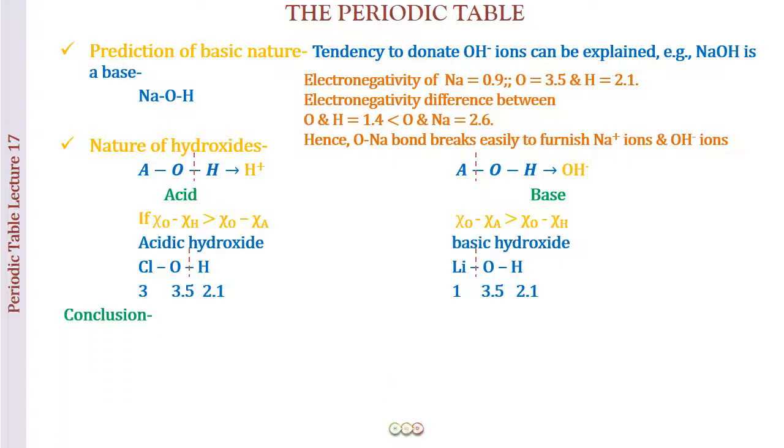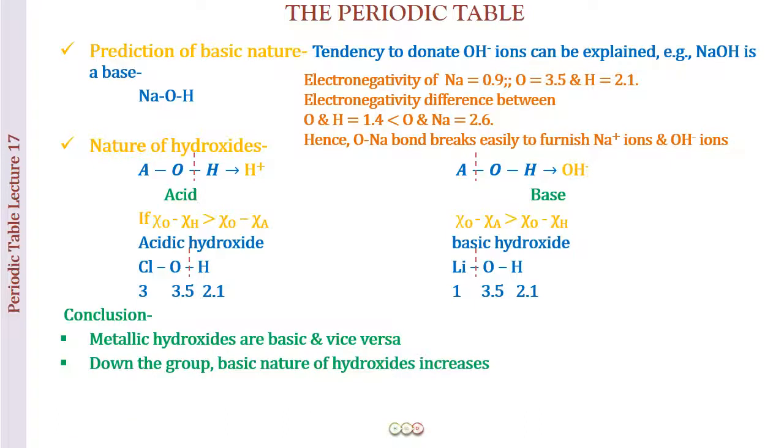Now what do we conclude from this? We conclude that the metallic hydroxides are basic, and the non-metallic hydroxides are acidic, right? And down the group, remember that the basic nature of the hydroxide increases. And along a period, the acidic nature of the hydroxides increases.